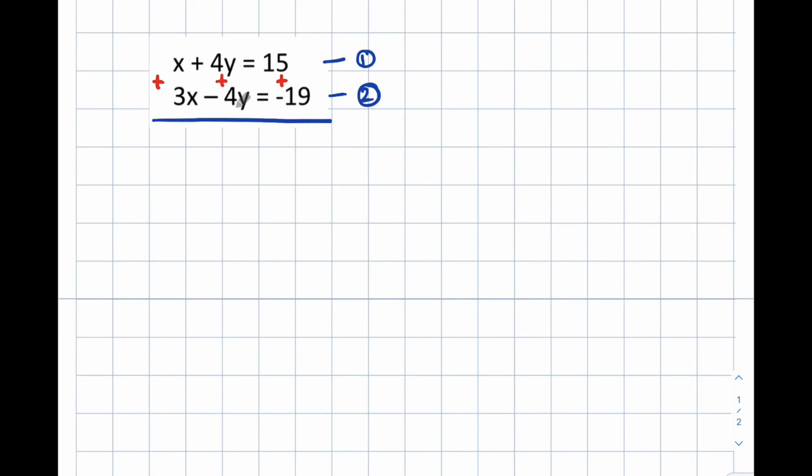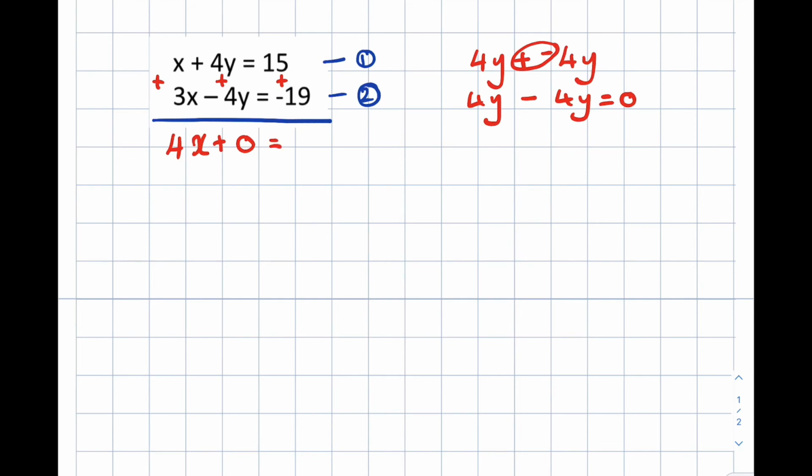So you've got x plus 3x, which will give 4x. 4y, add a negative 4y. Let's just put that to one side. You've got 4y, and we are adding a negative 4y. Now the plus and the minus here can be replaced by a minus, so you end up doing 4y take away 4y, which gives you 0. So that's just going to be 0. Equals 15 add a negative 19. Plus and a minus makes a minus, so that's going to be 15 take away 19, and that will give you a negative 4.